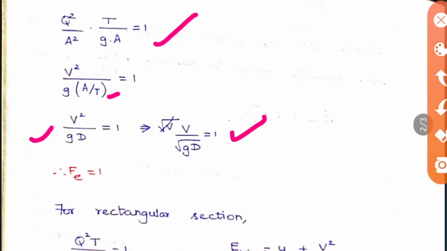So this is what we are getting from the specific energy curve. These are all the outcomes of the specific energy curve, and these are very important characteristics of the curve. So at last I'll be concluding how it is derived, so that you should know. So only I'm explaining this.